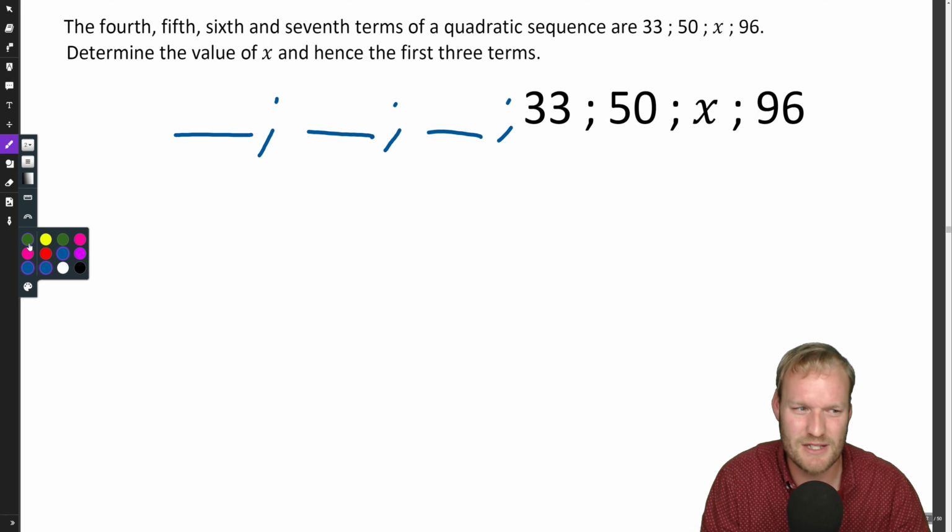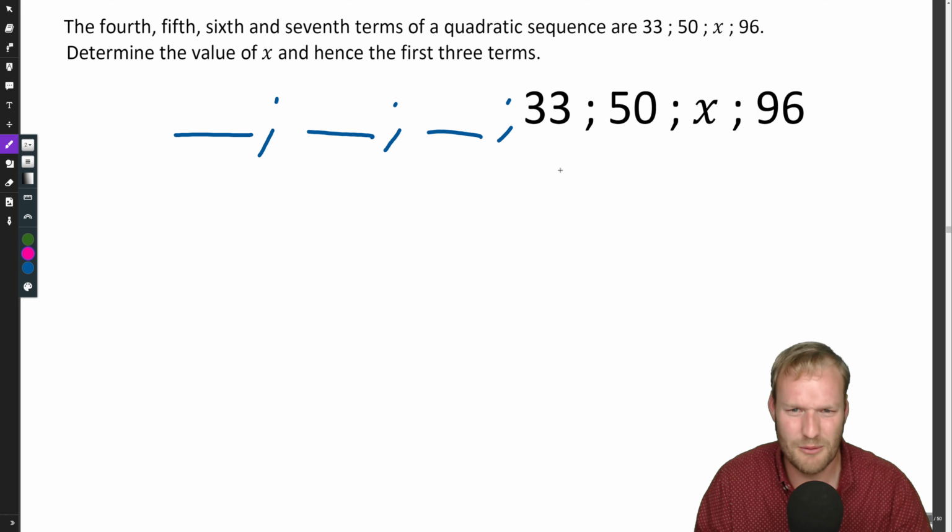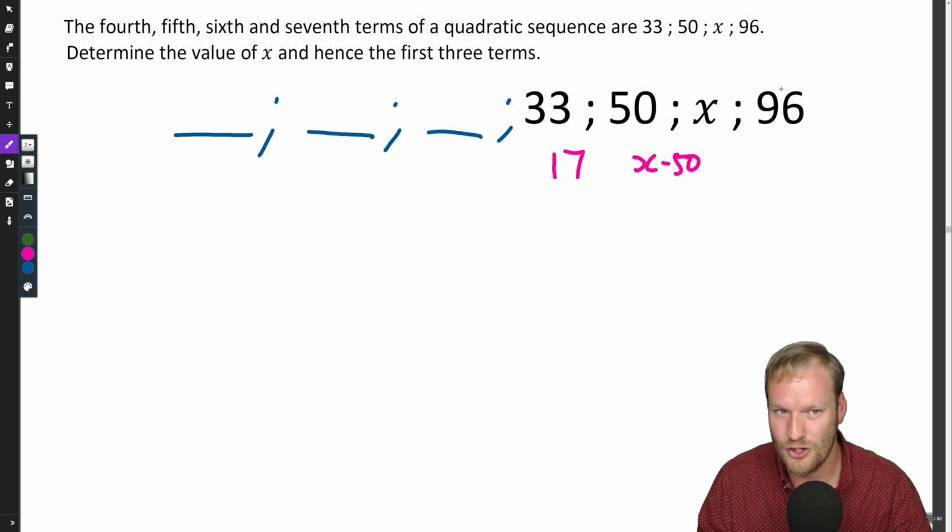Okay, so it's a quadratic sequence. So we pretty much by default go, well, that difference there is 17. This difference, well, to get from 50 to x, we need to add x minus 50, or that term minus that term. And this term, the 7th minus the 6th term, is 96 minus x.